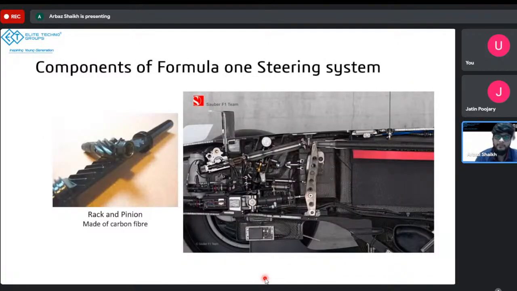Now, moving on to the components in the Formula 1 steering system. There are a few things I wanted to point out. You can see in the first image, this is the rack and the pinion. The rack and the pinion have helical teeth. This is what we call helical teeth. They are at an angle. And both the components are completely made of carbon fiber.